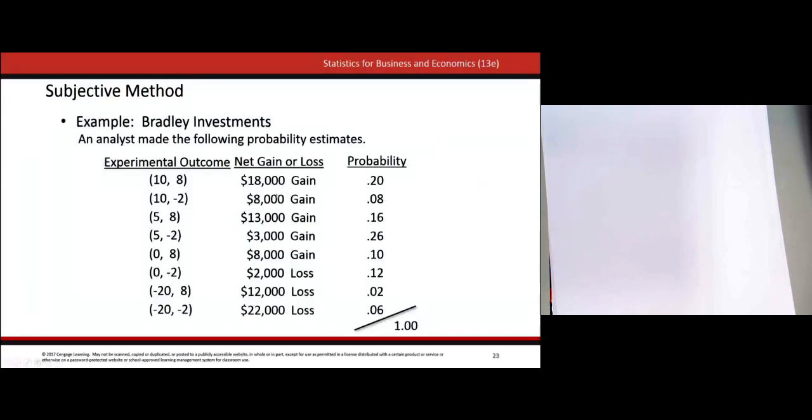Such as here, how did we calculate these probabilities? They're estimates. So analysts made the following estimates. We didn't calculate them. Somebody expert in that area made those estimates. Of course, the sum must be 1, and you cannot assign probability larger than 1 to any outcome or less than 0. And the sum of the probabilities must be 1. A different analyst may make different estimates. We didn't calculate those. These are the estimates based on the subjective method.